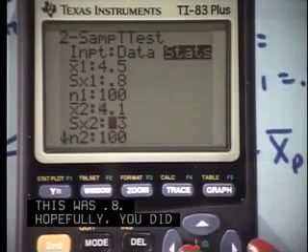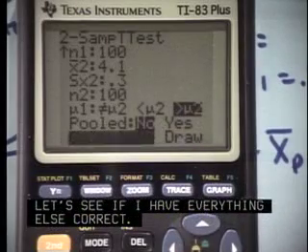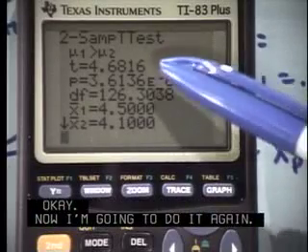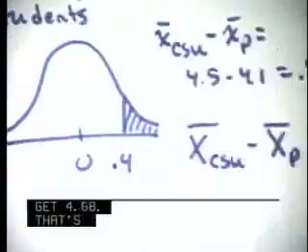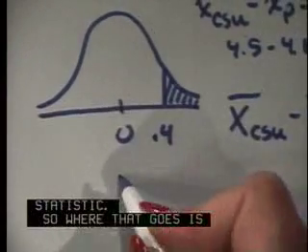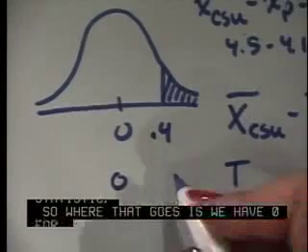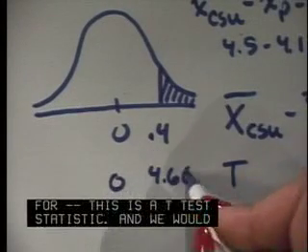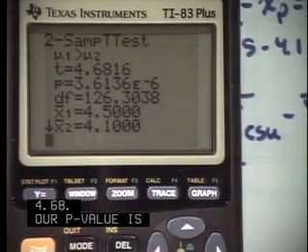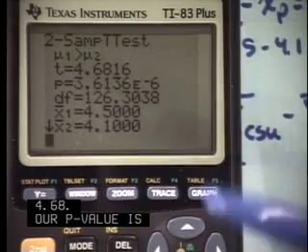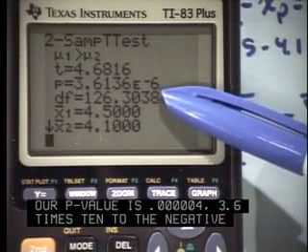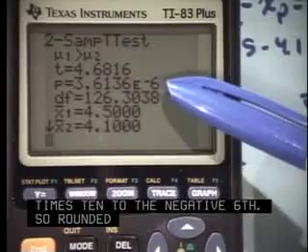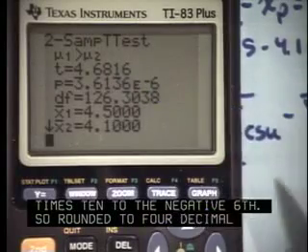Let's see if I have everything else correct. Okay, now I'm going to do it again. That's a little bit better. This time we do it again and we get 4.68. That's the correct test statistic. So where that goes is we have 0 for, this is a t test statistic, and we would have 4.68. Our p-value is 0.000004, 3.6 times 10 to the negative 6th. So rounded to 4 decimal places, we have 0 for our p-value still.